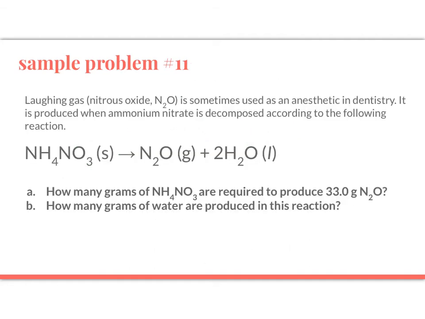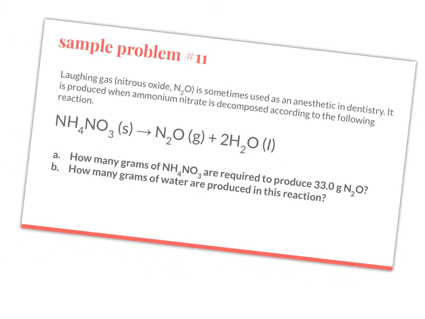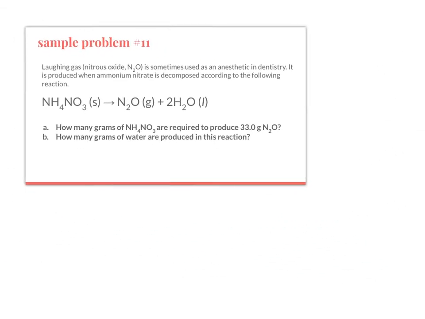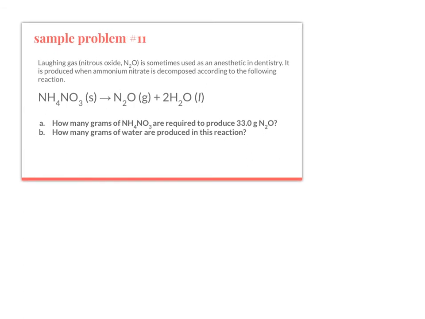So on 11, you had to try that out yourself, where it talks about laughing gas, which is nitrous oxide, sometimes used as an anesthetic in dentistry. It is produced when ammonium nitrate is decomposed according to the following reaction. Gave it to you. Let's make sure it's balanced. We have 2 N's. We have 2 N's. We have 4 hydrogens. We have 4 hydrogens. We have 3 oxygens. We have 1, 2, 3 oxygen. So it is balanced.